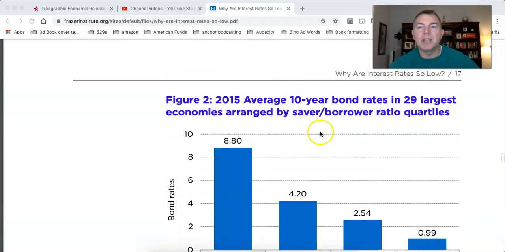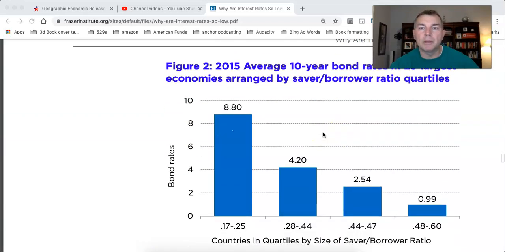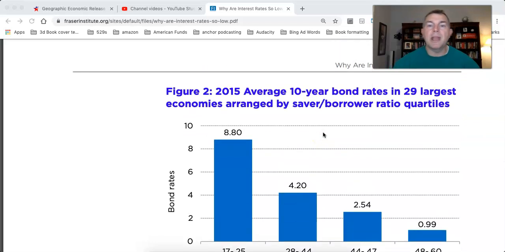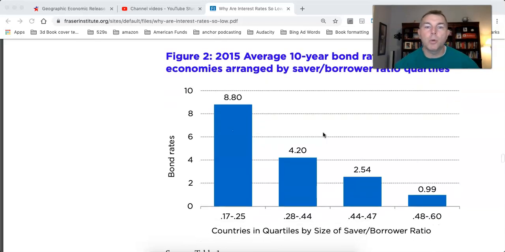Hey. And so we got the 10-year bond by the quartiles: the average 10-year bond in the 29 largest economies arranged by saver-borrower quartiles. If you had the saver to borrower ratio at 0.75 to 0.25, the average was 8.8 for the 10-year bond. At a saver to borrower ratio of 0.48 to 0.6, the average 10-year is 0.99.